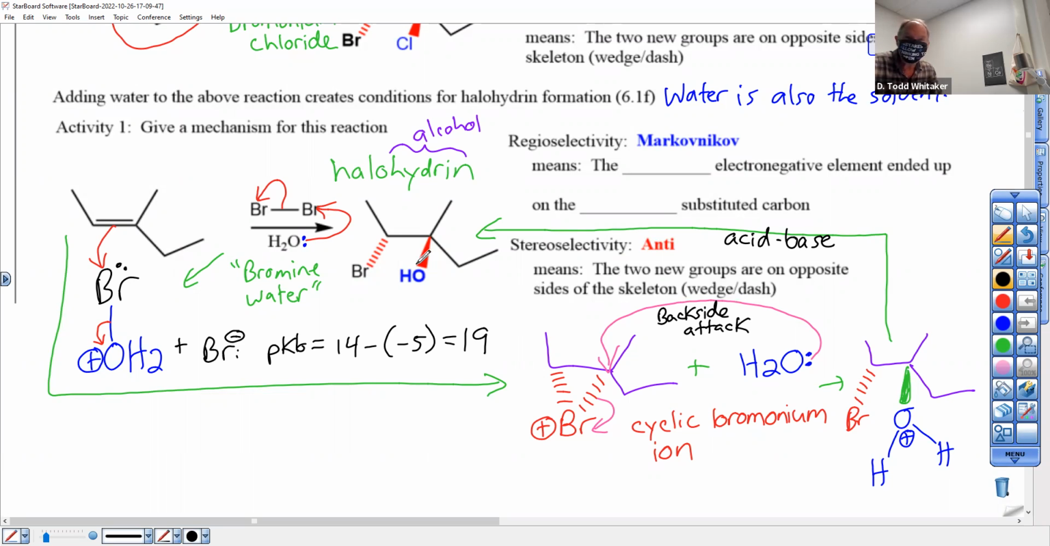And if you say Br minus, you totally missed the point of why I brought up Br minus having such a high pKb. You missed the point. There's a much, well, 100 times better base here that's available in much higher quantities. What base am I talking about?